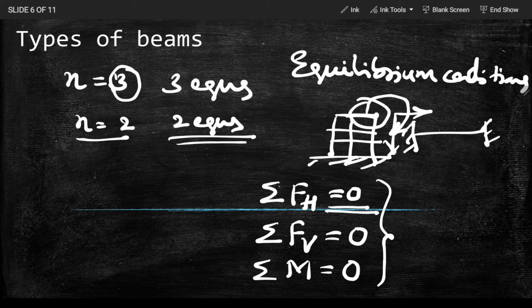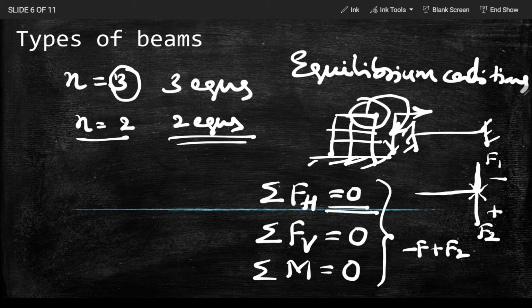Let's understand this. Suppose I am having a beam with a vertical load like this, F1, and it will move in vertical direction downwards. If I give one more load in this direction, F2, and if I take the sign convention, normally we take upward positive, downward negative. Algebraic sum, minus F1 plus F2 should become 0. For this, F1 should be equal to F2.